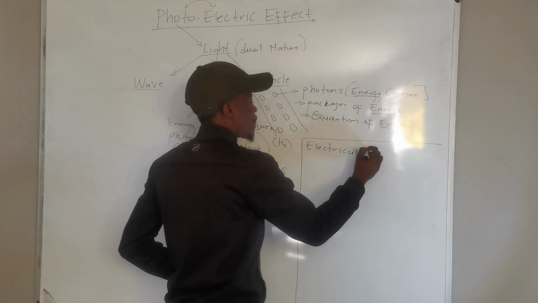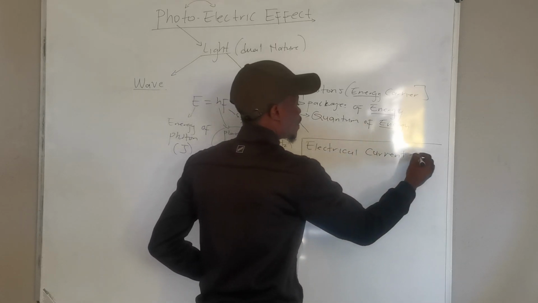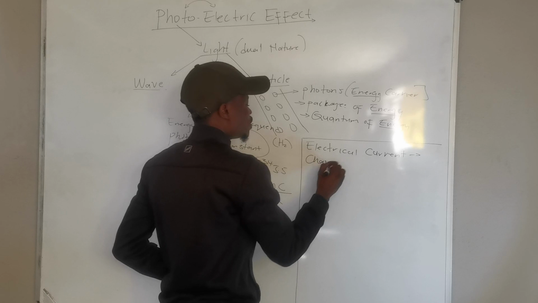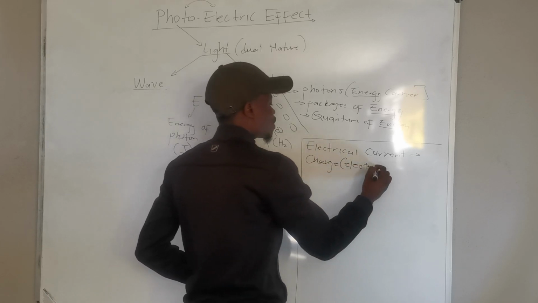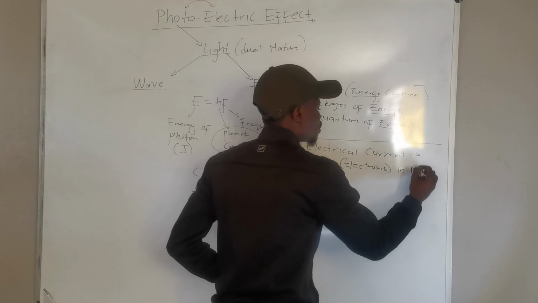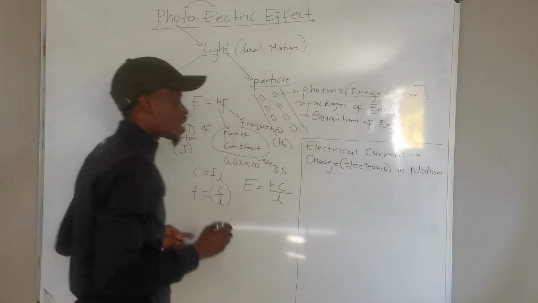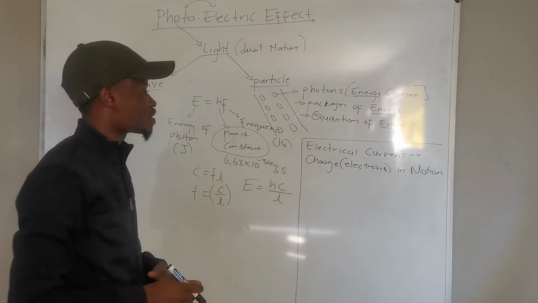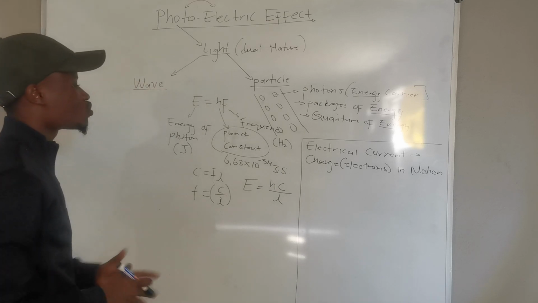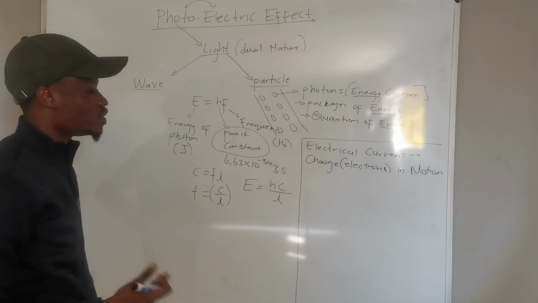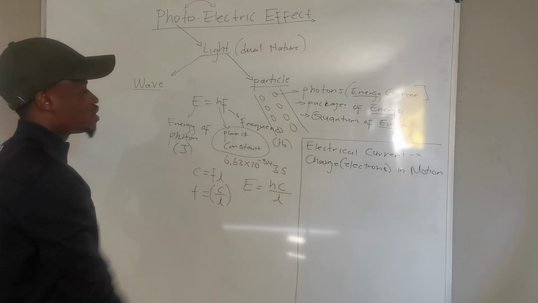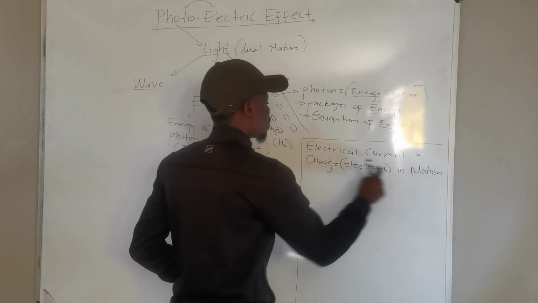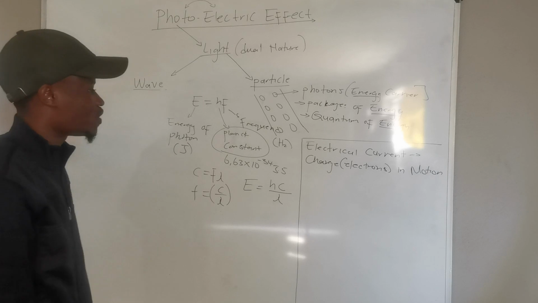Electrical current, I prefer to say, is a charge, and that charge is electrons in motion. I'm not saying you should define your current like that. Some prefer to say current is the flow of charge, and some prefer to call it the amount of charge that flows per unit time. So it will depend, but don't define it like that. I just want you to see that electrical current is produced when a charge is in motion. Are we together there, guys?